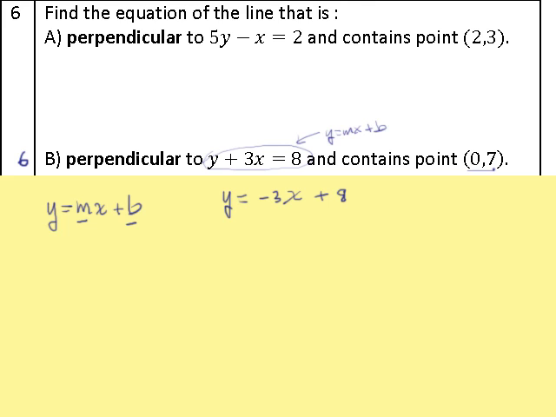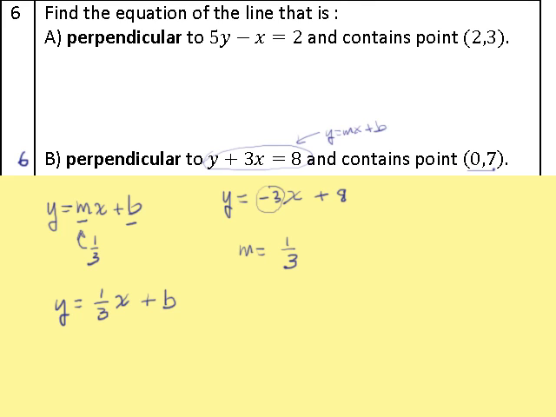And now we're going to take the negative reciprocal in order to figure out what m is. So m is equal to 1 over 3. That's the reciprocal, and take the opposite sign. So that would be 1 over 3 for this line. So we have y is equal to 1/3 x plus b.